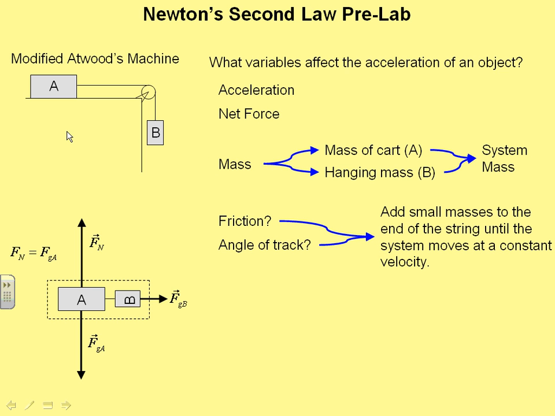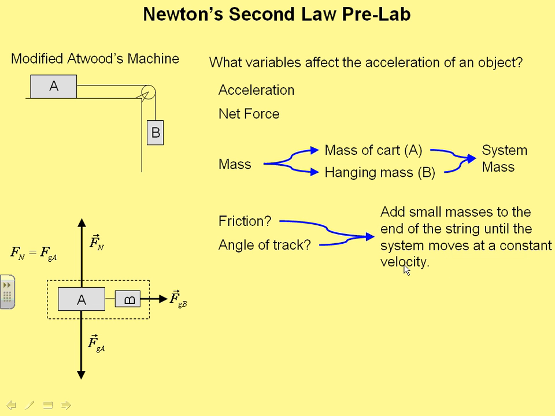What we're going to do is hang a little mass hanger from the end of the string, and you're going to put these little masses on there. You've got a blue box full of masses that go all the way down to 1 gram. So you're going to be able to add masses to the end of the string until, when you give it a push, it moves at constant velocity.